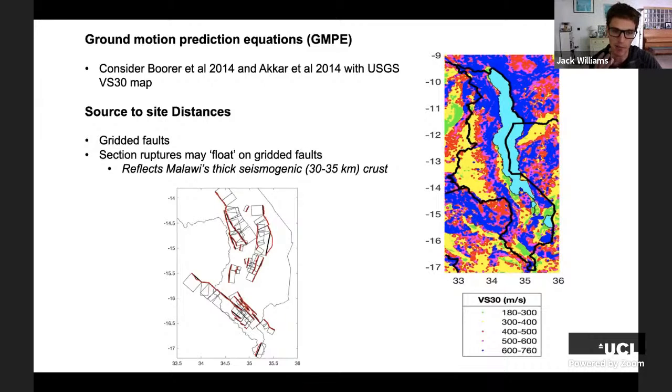Finally, for working out the source-to-site distances, we've gridded the faults, and the widths of the faults are estimated from the Leonard scaling relationships between fault length and width. As you can see, that leads to some quite wide faults in Malawi, but that's entirely consistent with the fact it has unusually thick seismogenic crust, about 30 to 35 kilometers.